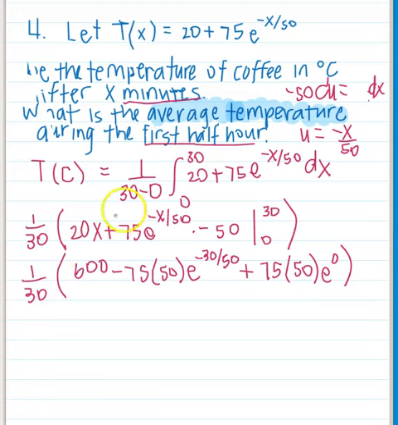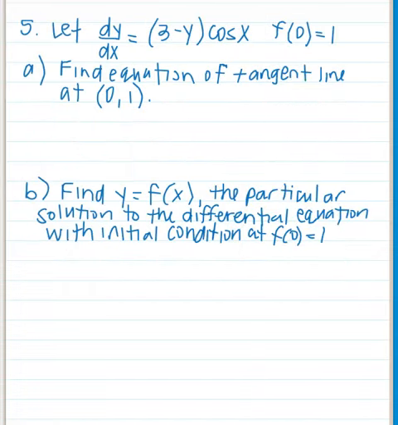Average temperature, you take the area under the curve, and then you're going to divide it by however many minutes in this case we're going to be traveling or waiting or whatever.